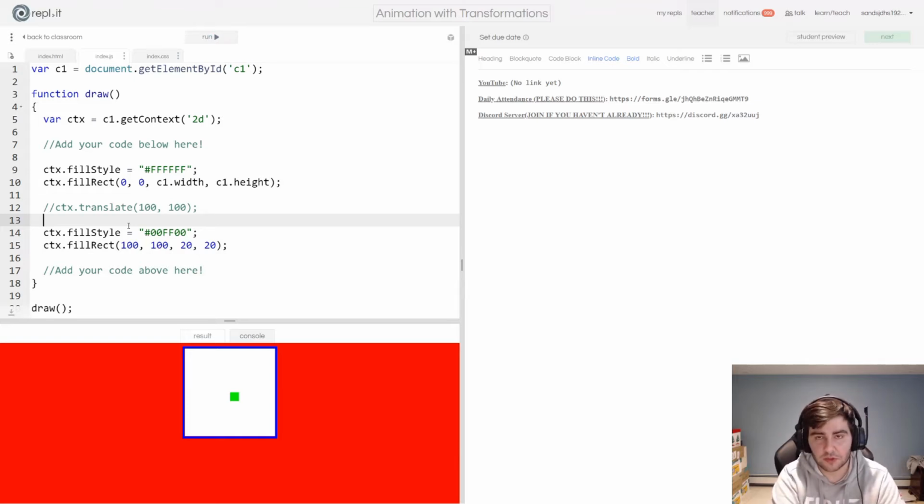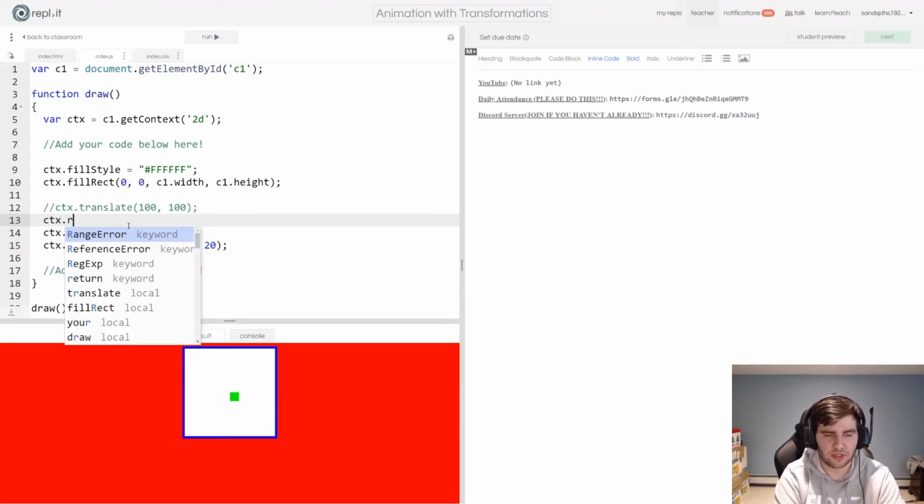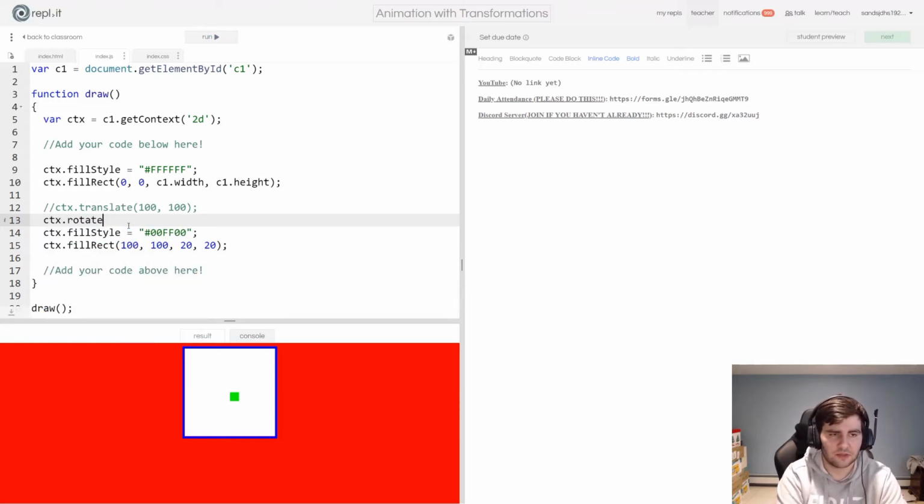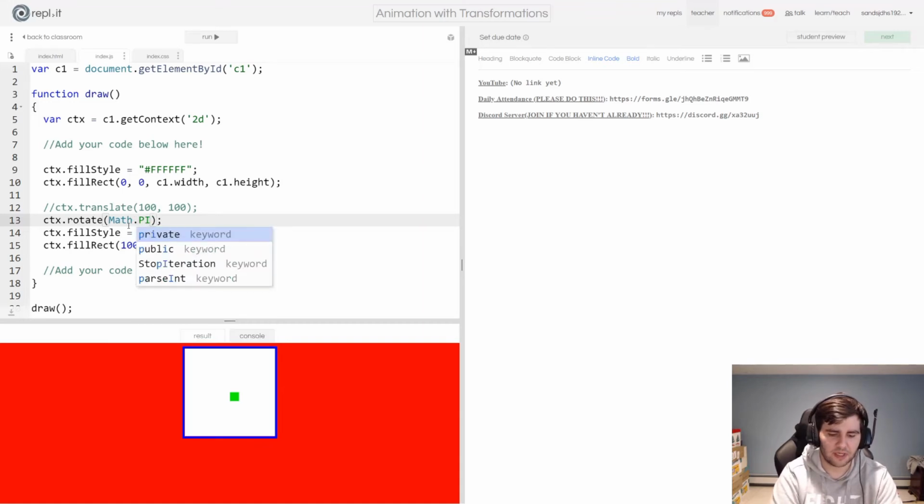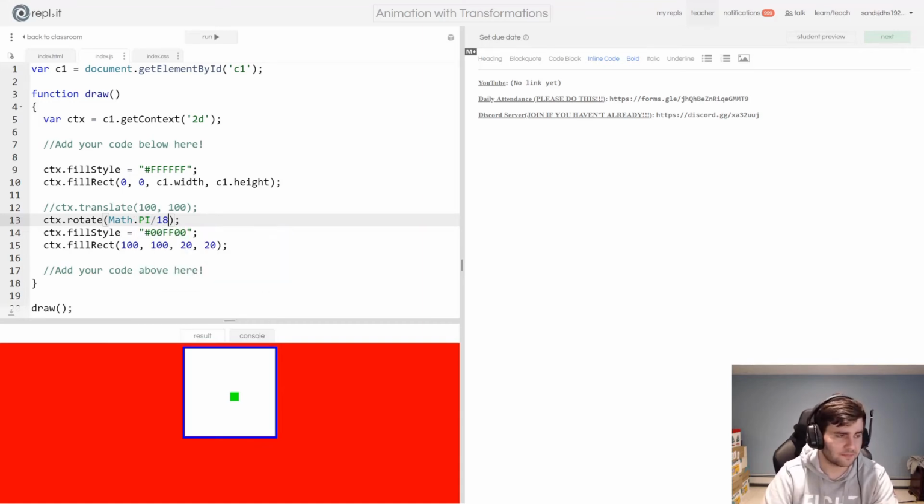Now if I wanted to rotate this image, I could very simply put in ctx.rotate. And rotate will take a single parameter, and that parameter is the radian measure of the angle you want to do your rotation. So what I'm going to put in here is math.pi divided by 18. And this is going to be 10 degrees.